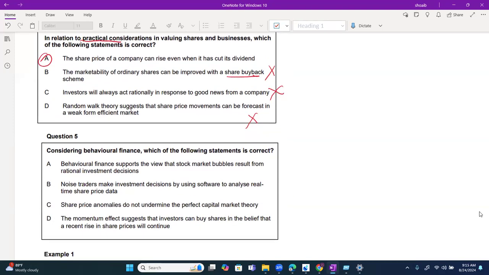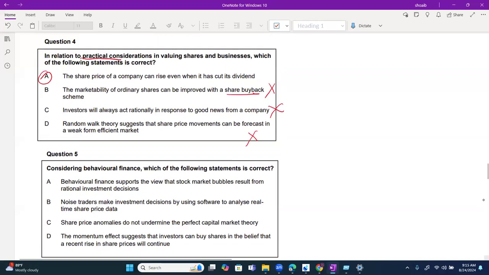Considering behavioral finance, which of the following statement is correct? Leave MM aside. He has asked about practical consideration, not MM. Read the question carefully. You cannot apply MM.